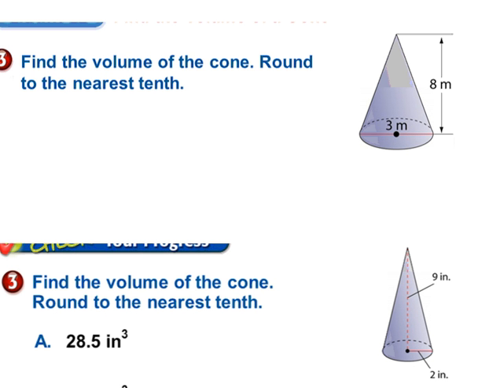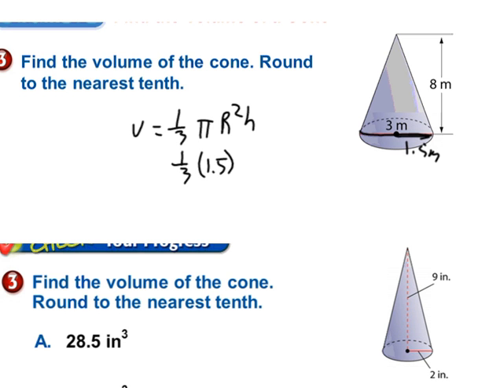So here's problem number 1. Find the volume of the cone. Round to the nearest tenth. Notice that my diameter here is 3. That means my radius is half that, or 1.5 meters. So I'm going to say that volume is equal to 1/3 times pi r squared times h. So it's 1/3 of pi times 1.5 squared times the height of 8. I'm going to turn to my calculator and actually do this.